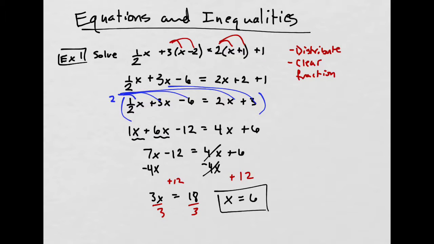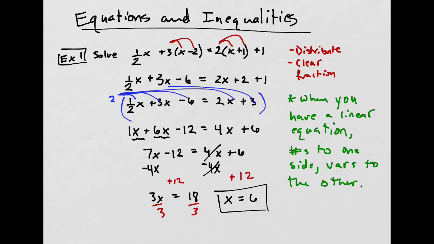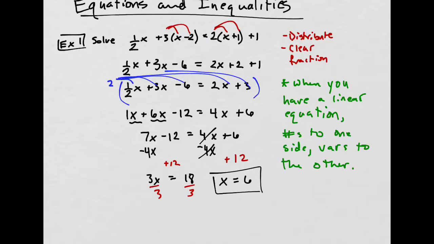Distribute, clear fractions. You've got to multiply all of the things there, and get the numbers to one side and the variables to the other. So when you have a linear equation, what does linear mean? It means x to the first power. So there's no x squared or x cubed or square root or cubic root. When x is just x to the 1, then you put variables on one side and numbers on the other. Numbers to one side, variables to the other. That's the same thing. And that's it for that one.